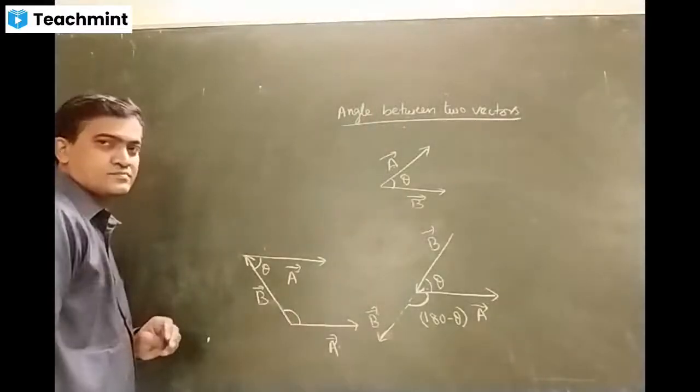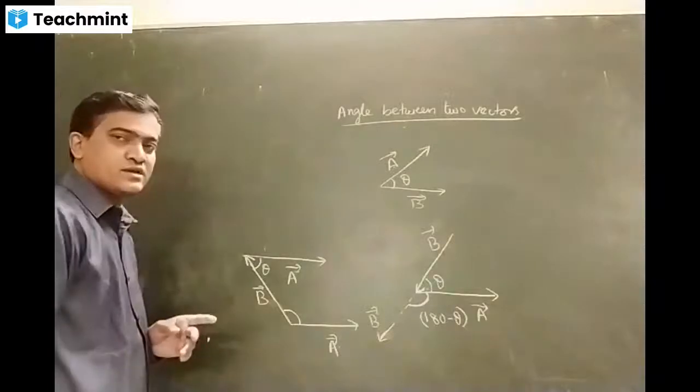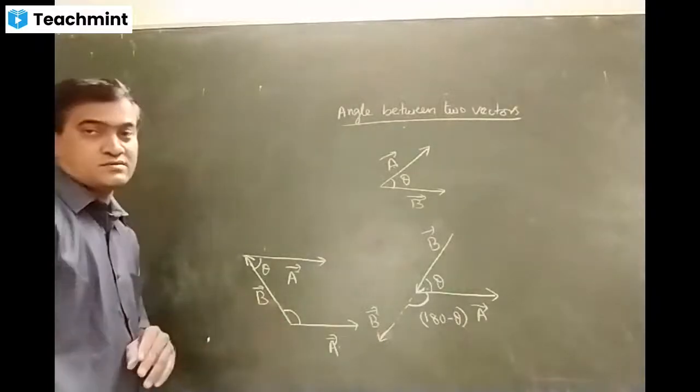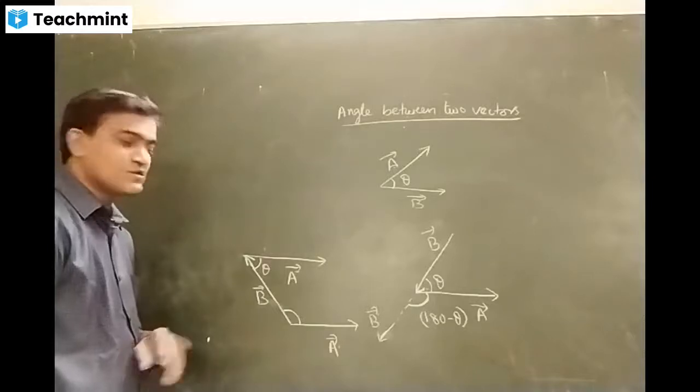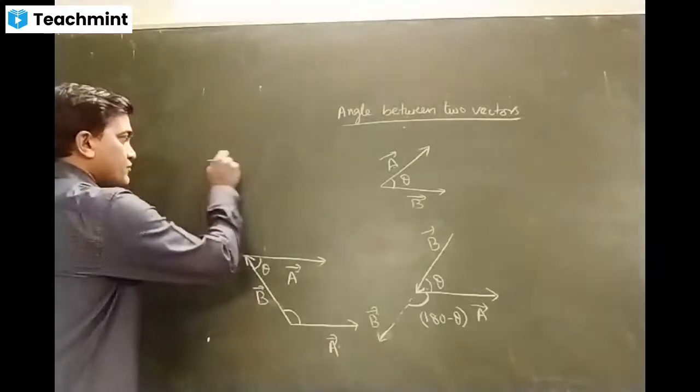Obtuse angle, sir. So, what is this angle? 180 minus theta. No, no, no. 90 plus theta.